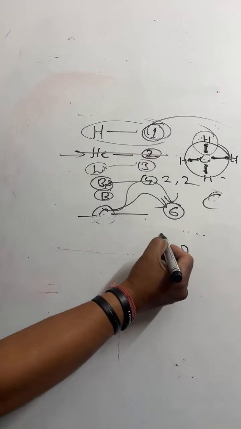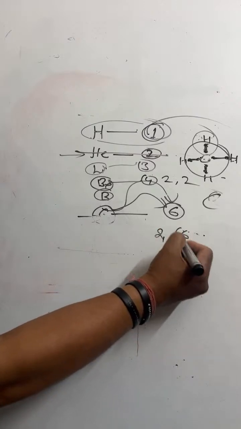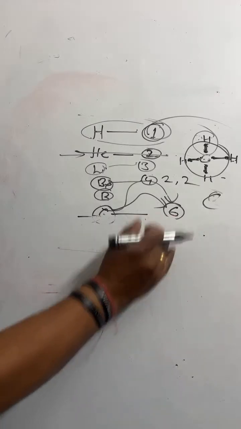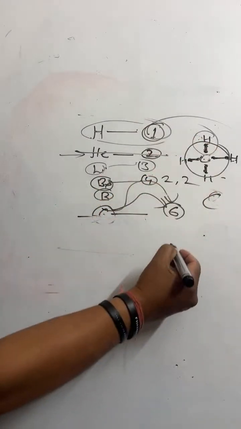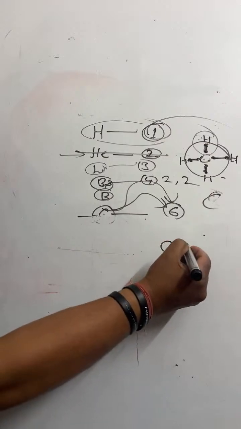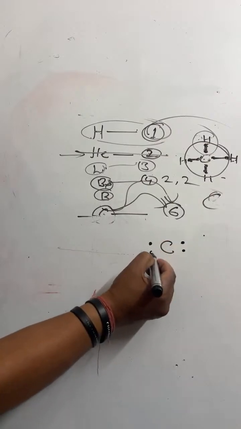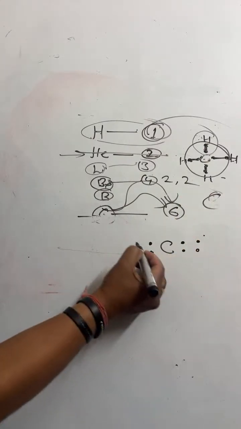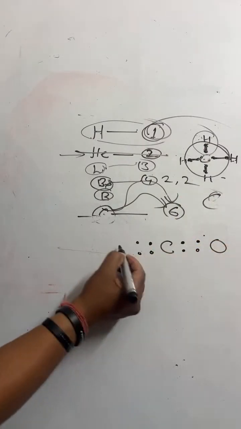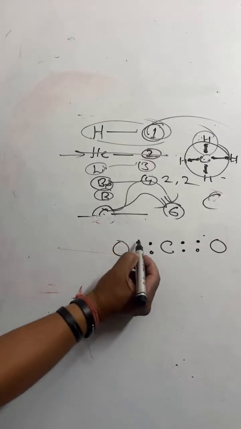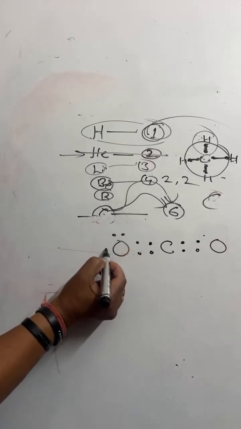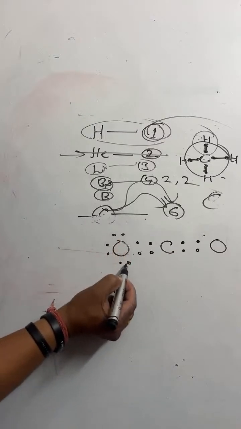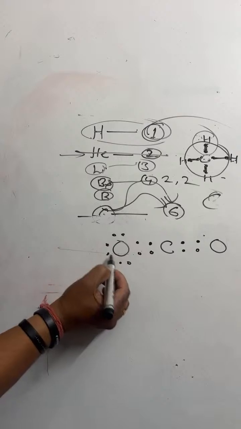So in the first orbit 2, in the second orbit 6. It wants 2. So this oxygen is also added with this carbon in this way. Carbon, how many electrons does it have in the outermost shell? 4. How many does it want? 8. So it is added in this way with the oxygen. Okay. So oxygen was having 6: 1, 2, 3, 4, 5, 6.